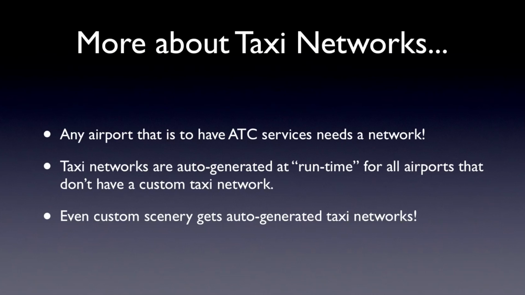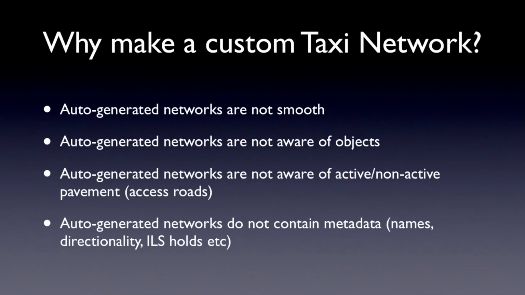So if we do this automatically, why would anybody want to make their own? And the reason is the auto-generated ones have flaws. There's limitations to what the algorithm can come up with. The most noticeable flaw is that they're just not smooth. They don't adhere perfectly to taxiway center lines. In fact, they don't even know of the existence of taxiway center lines. So this is why you may see some of the AI aircraft kind of wandering, zigzagging down a taxiway. It's any kind of noise that's in the algorithm.